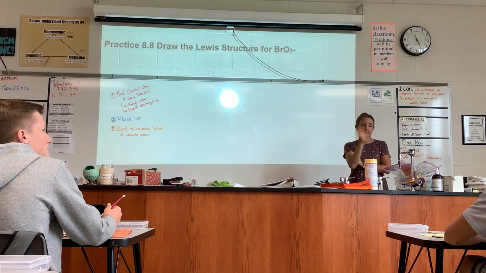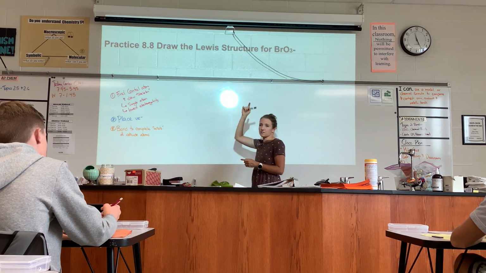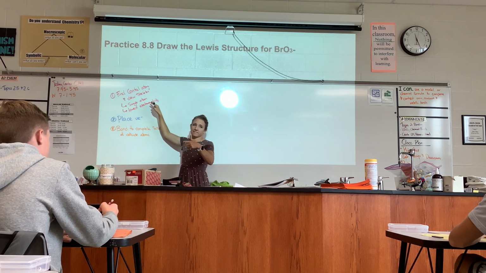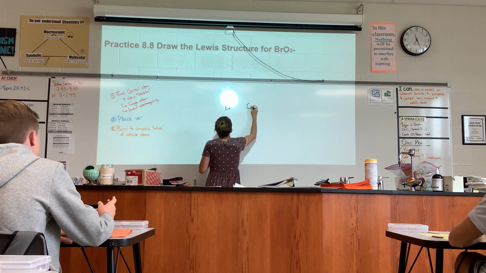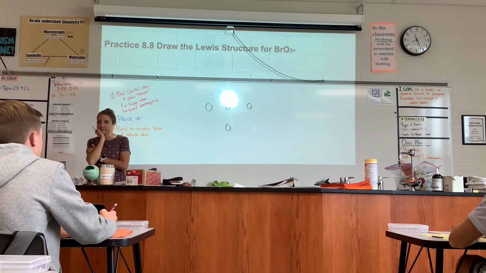Okay, so step one, still the same. Which one goes in the middle? Bromine, because there's only one. You go off the single rule first, and then the electronegativity rule. Good point, though. Okay, so Br is going to go in the middle, and then I have 1, 2, 3 oxygens bonding to it.